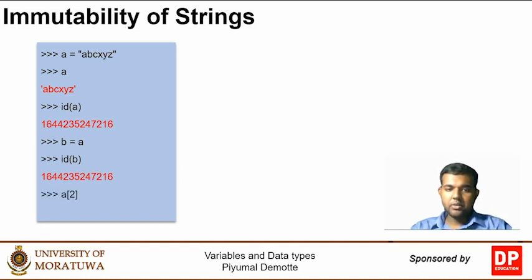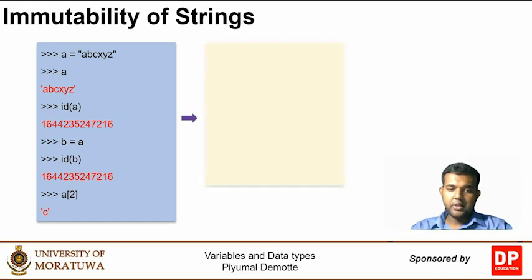In strings, we can use the square bracket operator to retrieve a character or set of characters in the string. As you can see, the 0th index character of a is a, the character at index 1 is b, and if you retrieve the character at index 2, it will return character c.